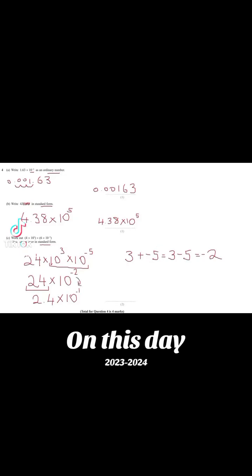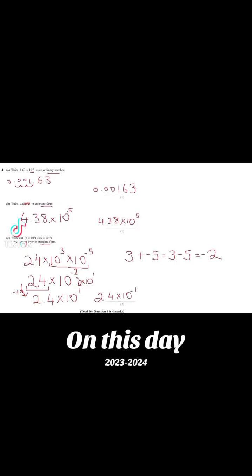I've divided this part by 10, so to keep the sum balanced, so I get the same answer at the end, I'm going to multiply this by 10, times this by 10 to the power of 1. I'm going to add the powers. Minus 2 plus 1 is minus 1. So it's 2.4 multiplied by 10 to the minus 1. And that's my answer for part C.